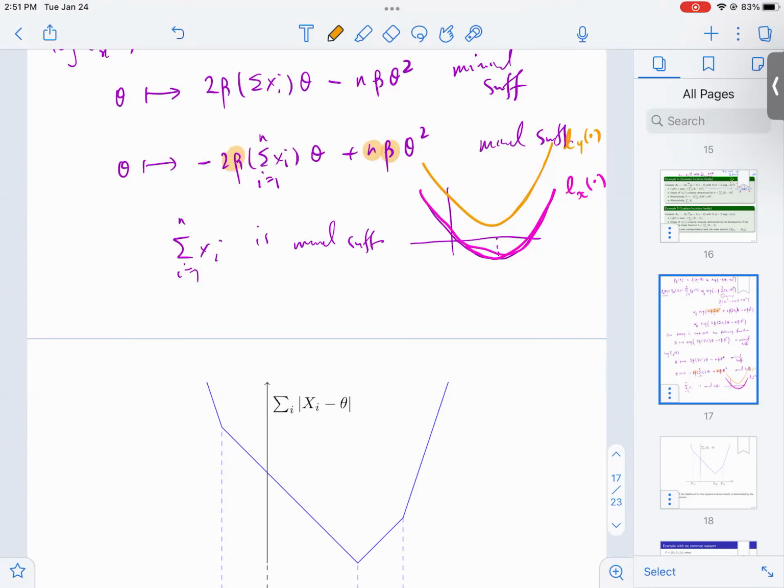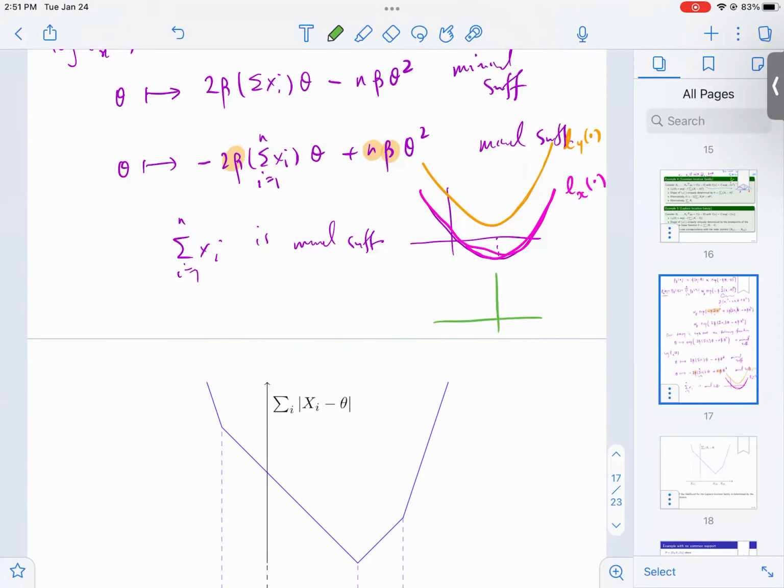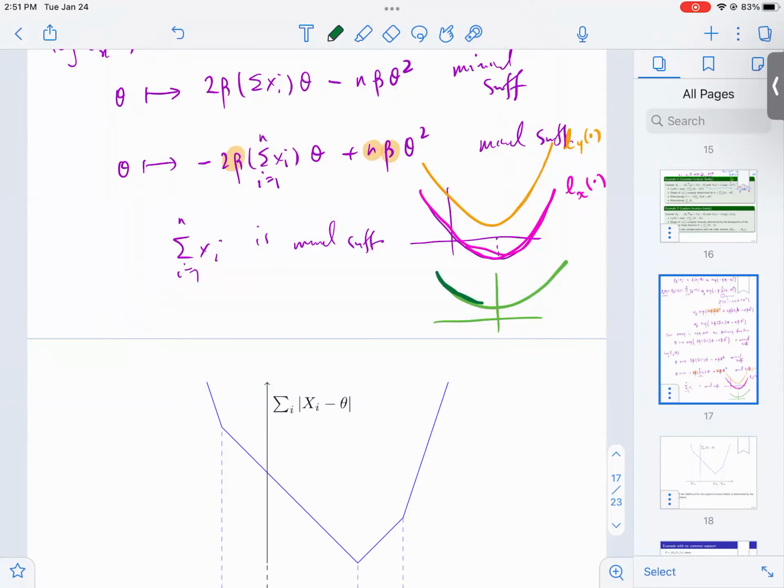So they would coincide. Both would be like this, and the other one would be on top of this. So that's Lx equal Ly, the entire function. And if that's the case, then this means that the sum of xi has to be equal to the sum of yi, and this is the case because they are shifted versions of each other. They have the same location at the minimum.